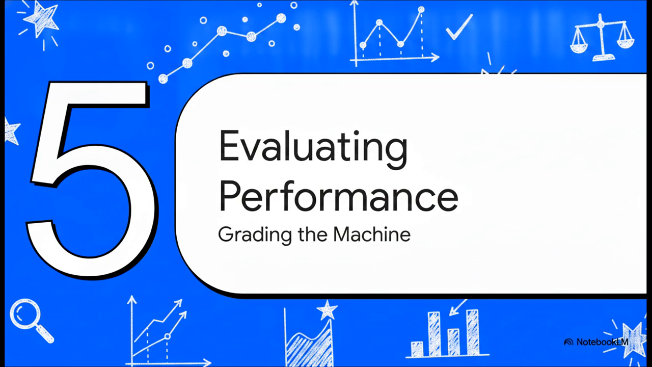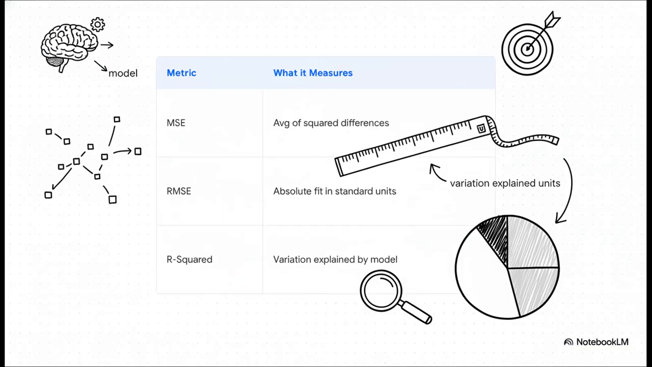Finally, Section 5, Evaluating Model Performance. Grading the machine. Let's see how we assess this thing once it's built. To evaluate our model without any human bias creeping in, we rely on specific statistical metrics that tell us exactly how far off our predictions are. We start with the mean squared error, or MSE, which averages the squared differences between actual and predicted values. But more practically, we look at the root mean squared error, or RMSE.